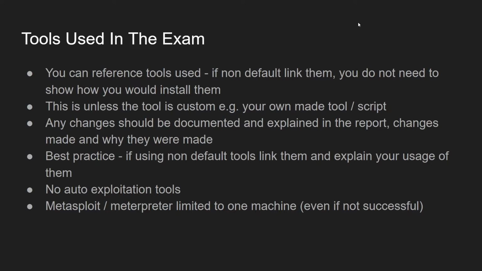So for starters, tools using the exam. If you're using a tool in the exam, you haven't got to explain in your report how to download it. If it's non-default, link them. However you format it, make it formal, make it professional, and just say, link to the tool, whatever it may be. You don't need to show how to install and things like that. They'll probably know what it is anyway. This is unless the tool is custom. If you've built it, you need to include it, source code, things like that.